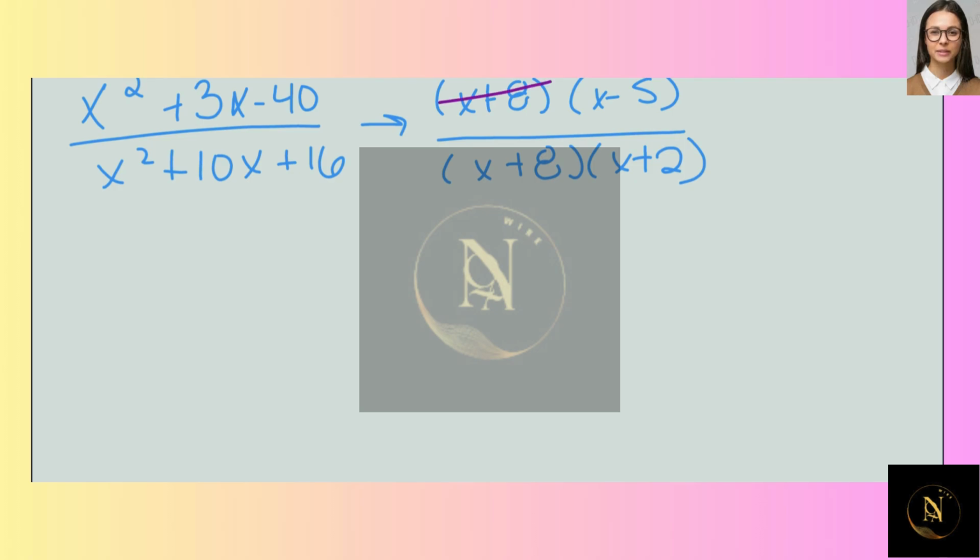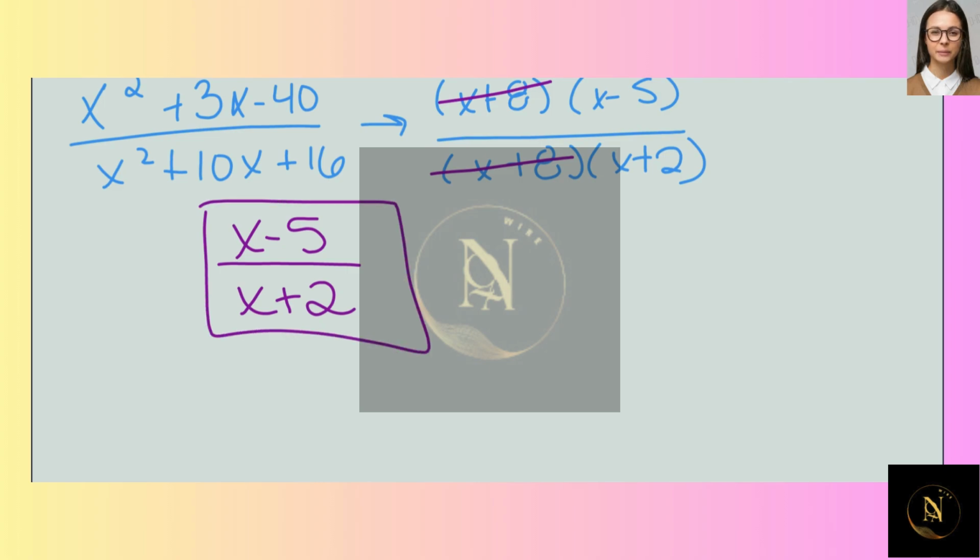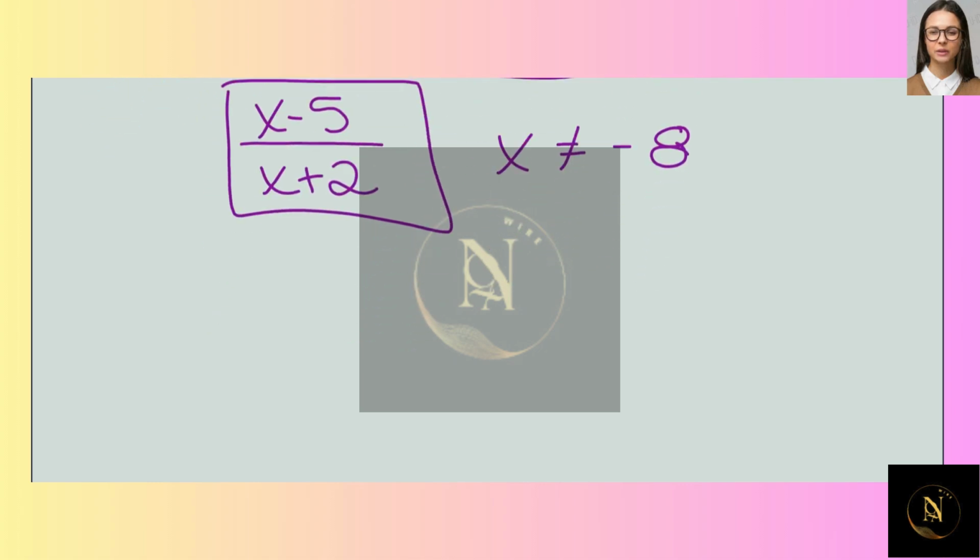We see here that since we have an x plus 8 on the top and the bottom, we can cross those out. So we're going to get (x minus 5) over (x plus 2). Now we want to write down any restrictions besides our domain. So for our domain, we know that x cannot equal negative 2 because it would make the bottom equal to 0, but we also know that x cannot equal negative 8 because there was this x plus 8 on the bottom that we have to also account for.